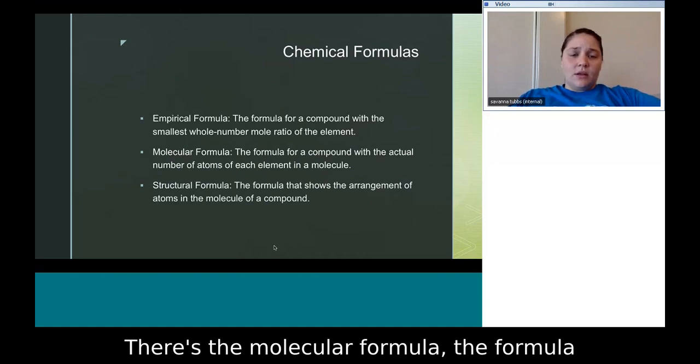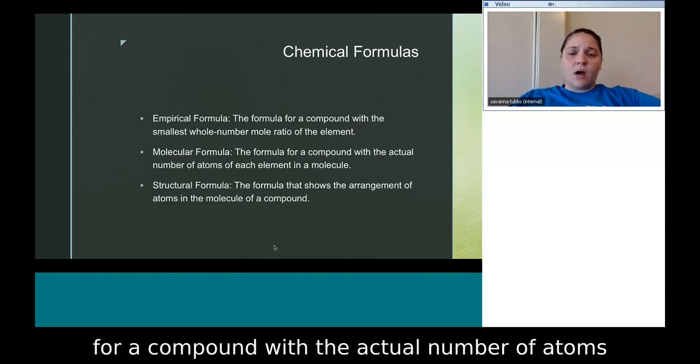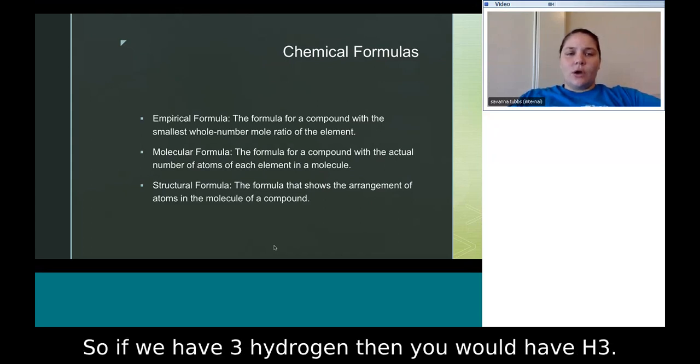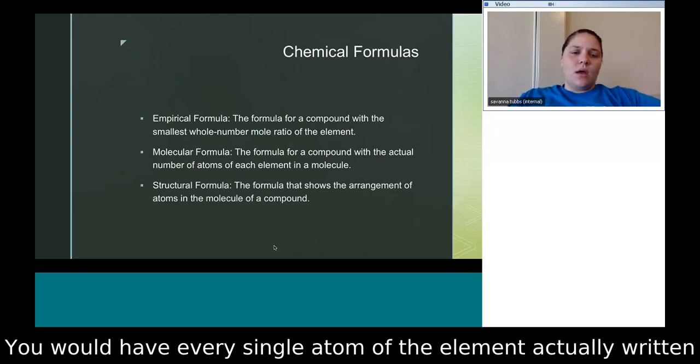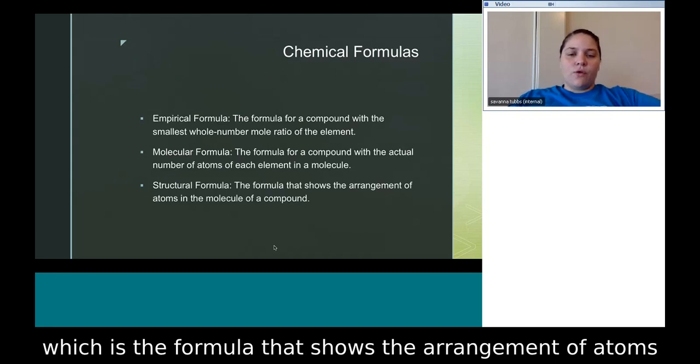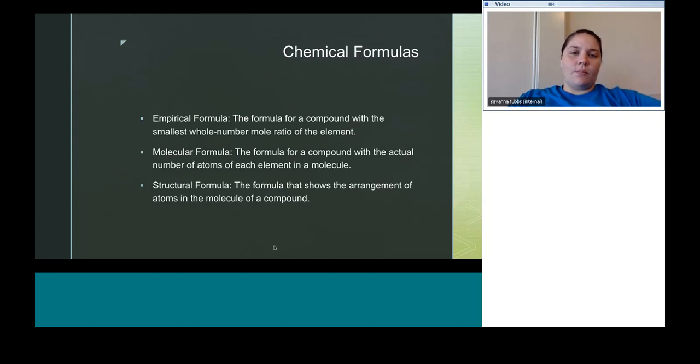There's the molecular formula, the formula for a compound with the actual number of atoms of each element in a molecule. So if we have 3 hydrogens, then you would have H3. You would have every single atom of the element actually written out. And then there's the structural formula, which is the formula that shows the arrangement of atoms in the molecule of a compound.